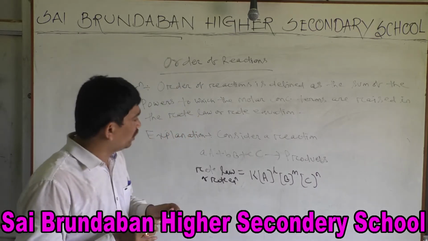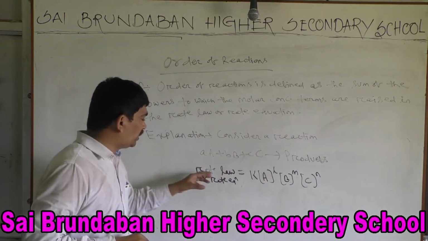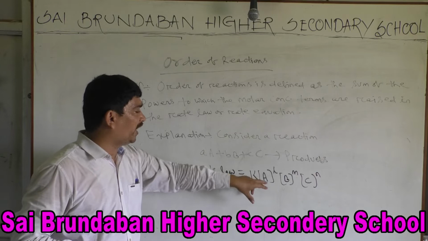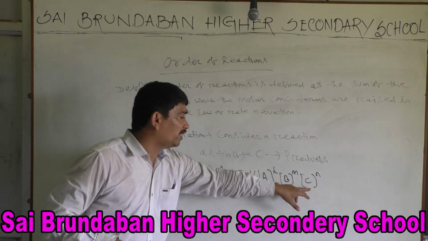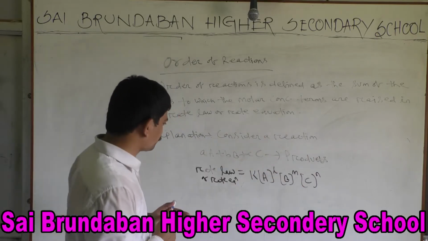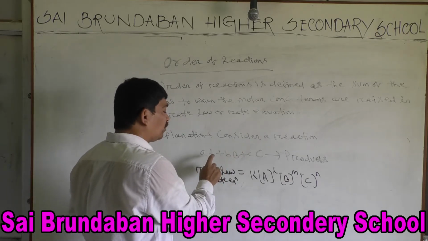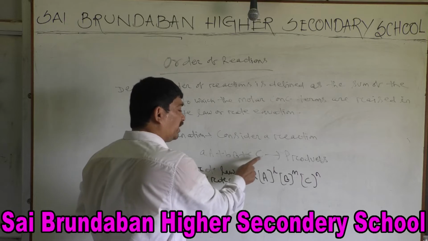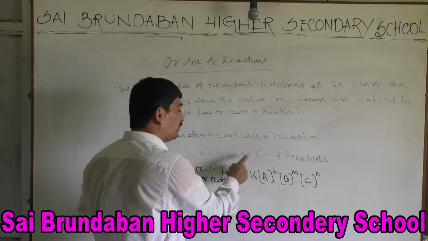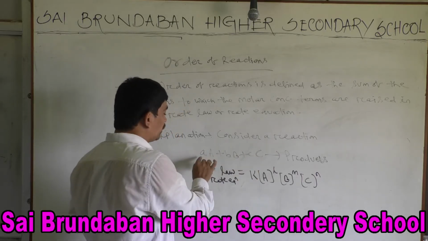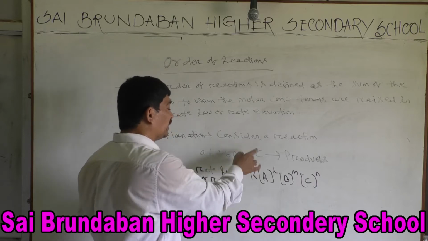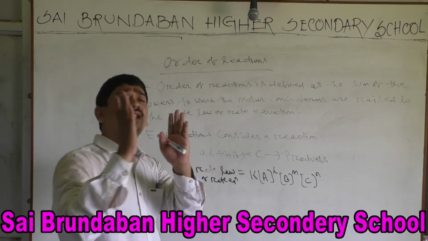Look at this. This is the reaction. For this reaction, the rate equation is K A to the power L B to the power M C to the power N. Look at here the coefficient of the reactants. What are the reactants? Capital A, capital B, capital C are the reactants. Small a, small b, small c are the coefficients of the reaction that represent the number of moles.